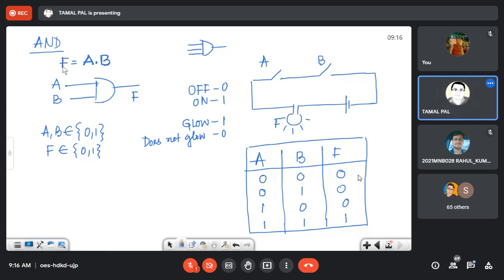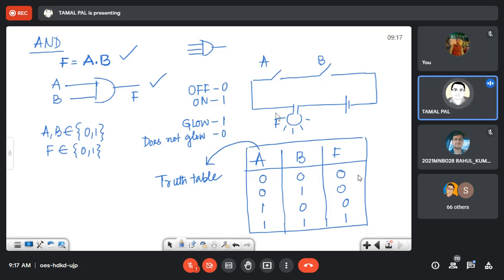Okay. So this is the behavior of AND gate. This is the symbol for AND gate. This is the logic symbol for AND gate. This is the representation of AND gate. This is the behavior of the AND gate known as truth table. This table is known as truth table.